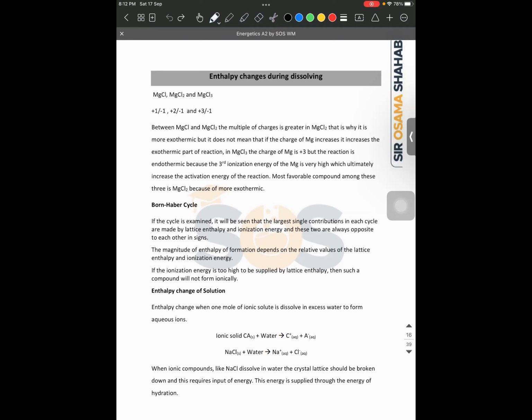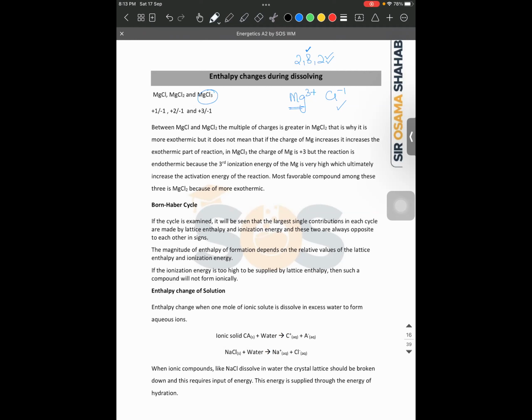But just think about the third one. This is Mg3+ and Cl-. That's fine for chlorine, it always receives 1 electron. But for magnesium, we have 2,8,2 electrons, right? If it loses 1 electron, that's fine. If it loses the second electron, that's fine. But if the third electron is removed from the magnesium, it requires a lot of energy, which is going to increase the activation energy of the whole procedure, and that is why the overall process will be endothermic.